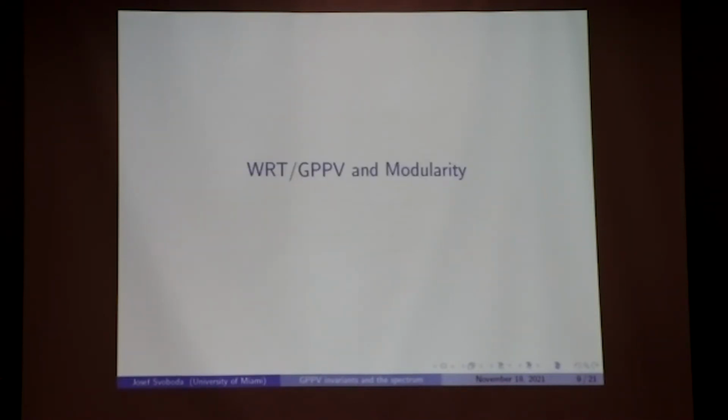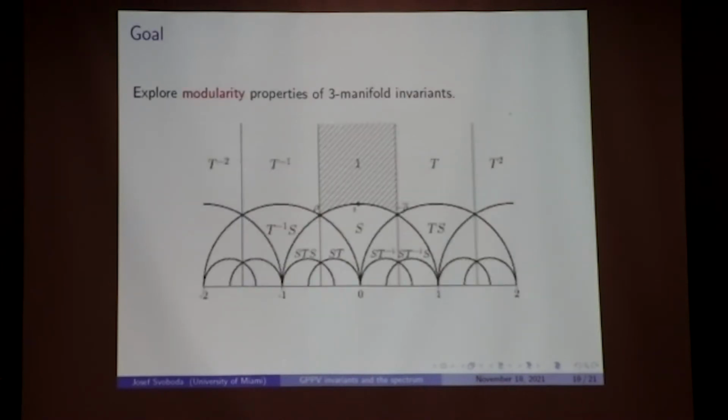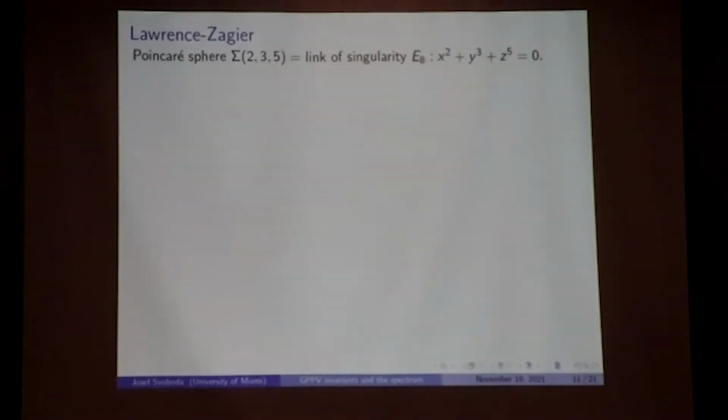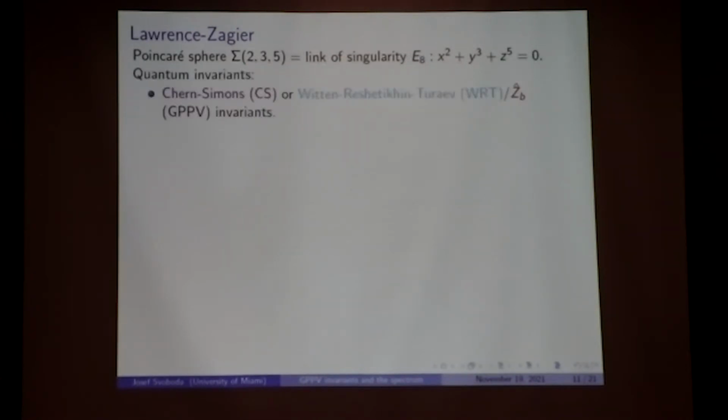So there has been this work of Lawrence and Zagier on some more involved three manifold invariants and how they could potentially produce modular forms, so some number theoretic structure. So we want to explore now the modularity properties of three manifold invariants. Which invariants do we take? So we start with the three sphere, the Poincare sphere.